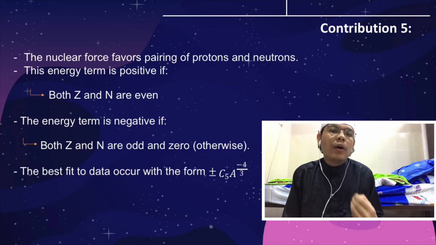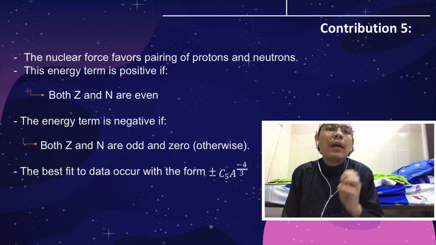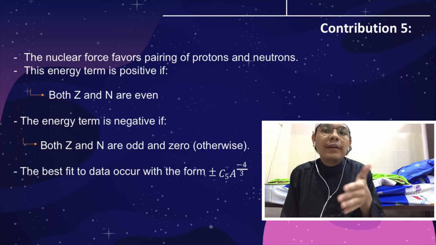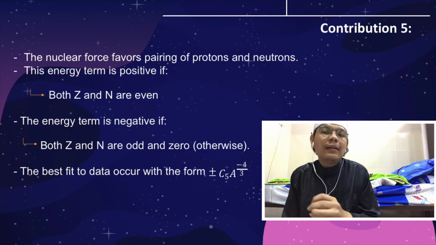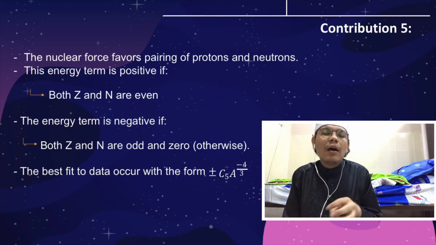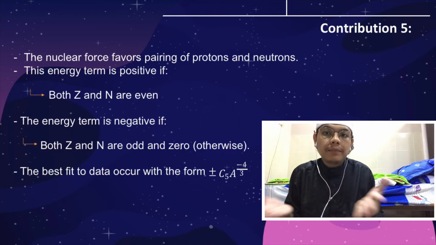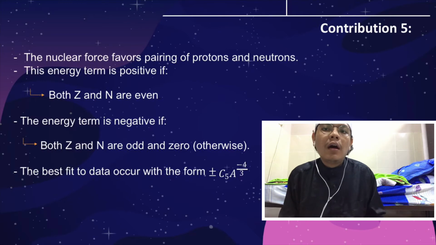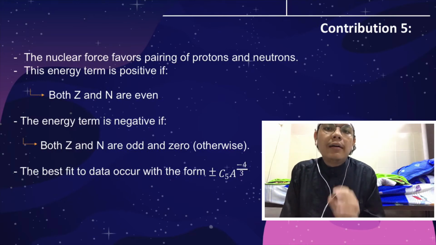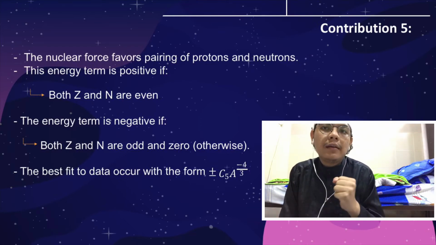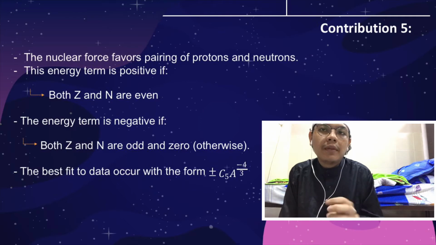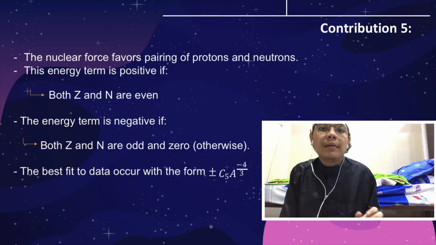For the other one, the energy term is negative if both Z and N, where Z is the number of protons and N is the number of neutrons, are odd. Or we can say it is less binding, and 0 otherwise. So the best fit to the data occurs with the term that I've typed in the slide, which is plus or minus C5 A to the power of negative 4 over 3.